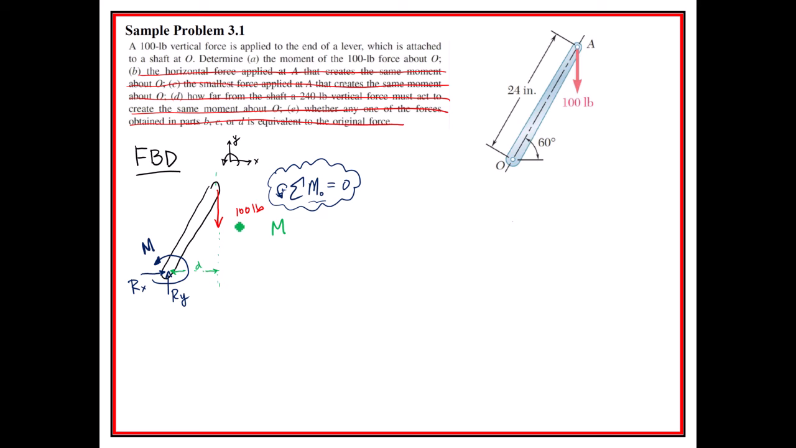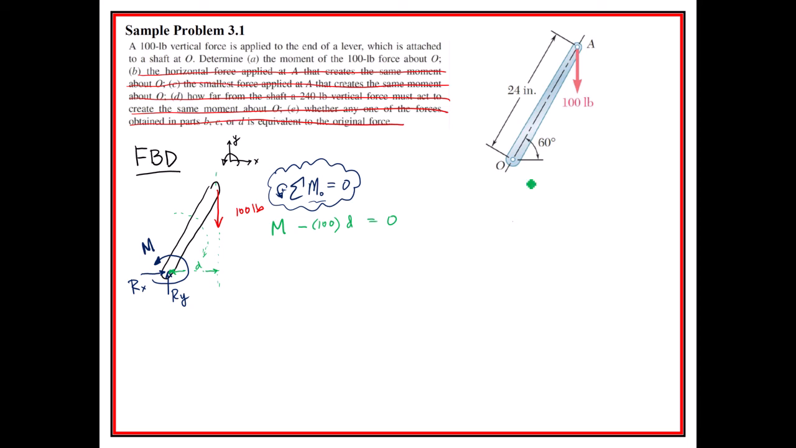And so now what kind of moment does this force create? It goes clockwise. This dotted line right here is what I'm trying to emphasize: that 100 pounds is going to try to go clockwise about this point. Therefore, it's a negative, and it's 100 times D, and that equals 0.